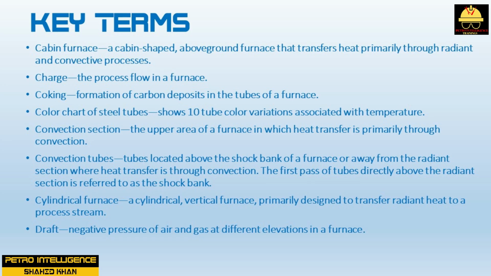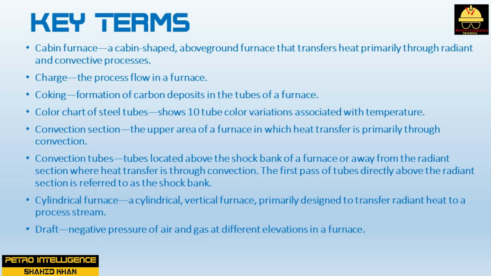Convection section is the upper area of a furnace in which heat transfer is primarily through convection. Convection tubes are located above the shock bank of a furnace or away from the radiant section where heat transfer is through convection. The first pass of tubes directly above the radiant section is referred to as the shock bank. Cylindrical furnace is a cylindrical, vertical furnace, primarily designed to transfer radiant heat to a process stream.